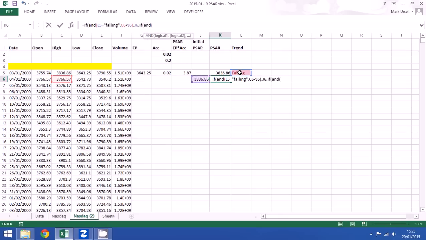Now from that we can just take the opposite and say we're in an uptrend, L5 is rising. Now this time we've checked that the low is still greater than the initial PSAR. And if that is the case, well, again we can just use the calculated value and make it the actual value.